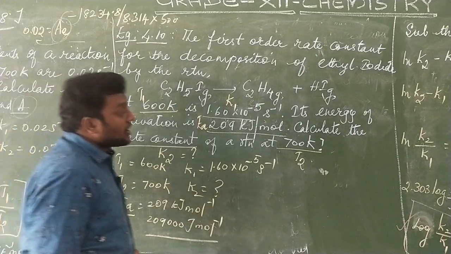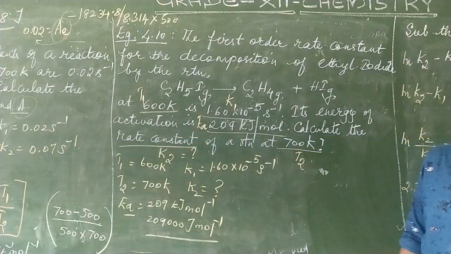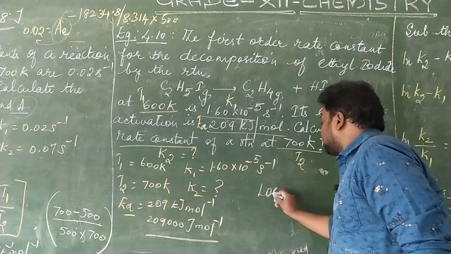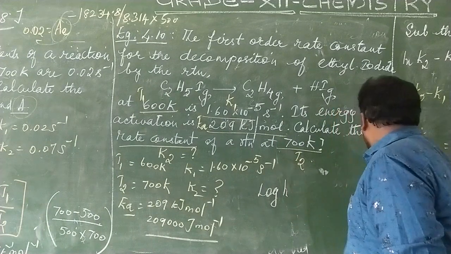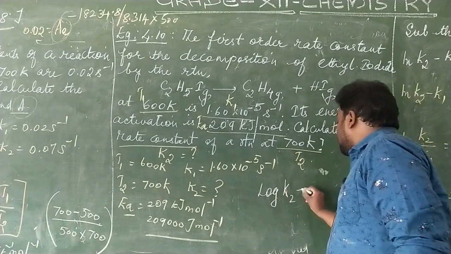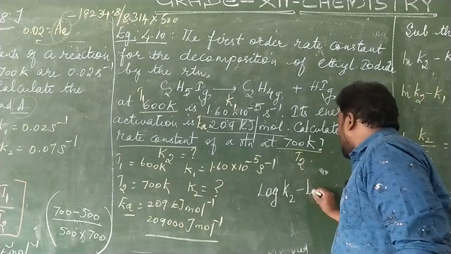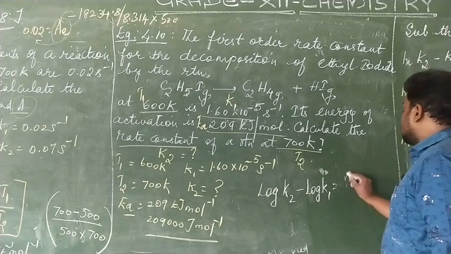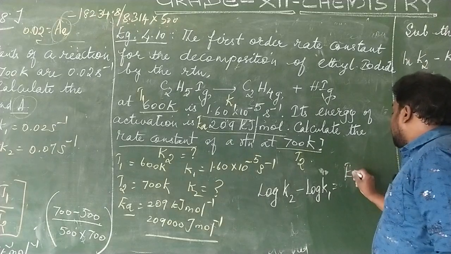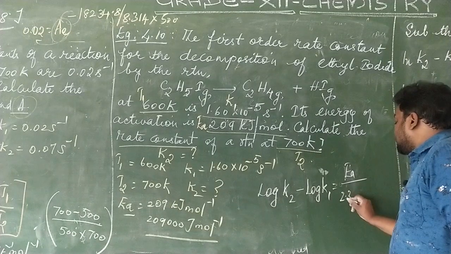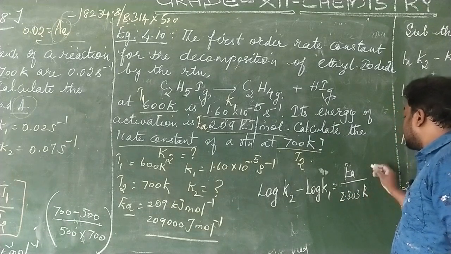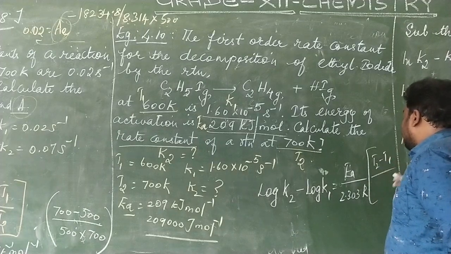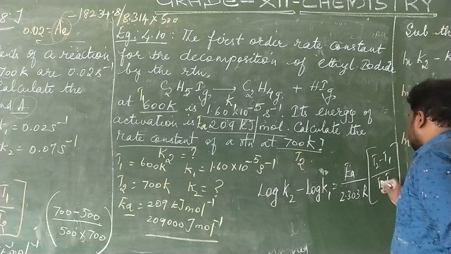Now the formula we have to apply. What is the formula that we can apply here in this sum is actually log of K2, that is K2 minus log of K1 will be equal to Ea divided by 2.303 into R into T2 minus T1 divided by T1 into T2.